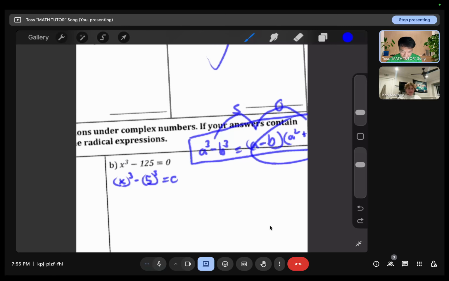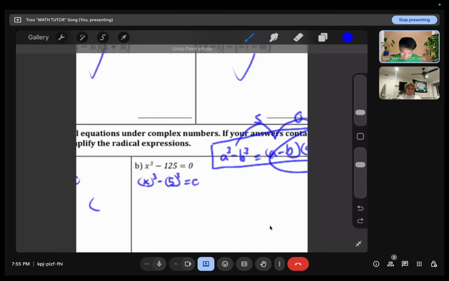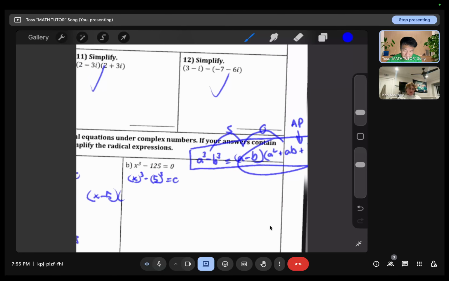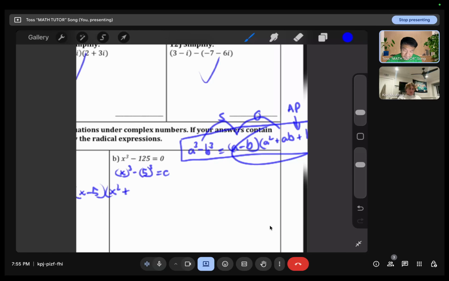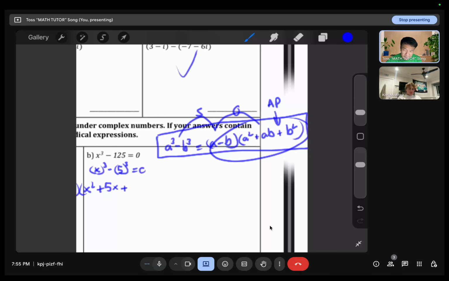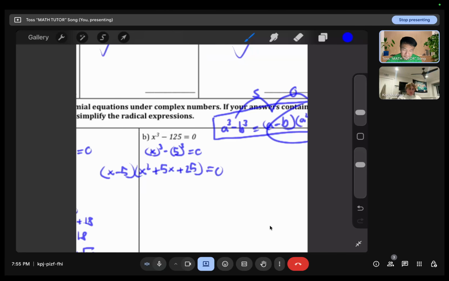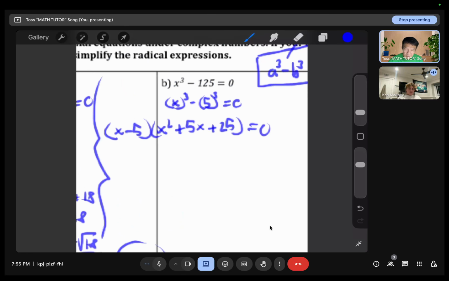So if I continue, my A is X. So it's going to be X minus 5. And then A squared, that's going to be X squared. Plus is plus. A times B is 5 times X, X times 5, doesn't matter which. And then the last one is plus 25, or B squared, your 5 squared, equals 0. So far, okay? Then you set this one equal to 0: X equals 5.